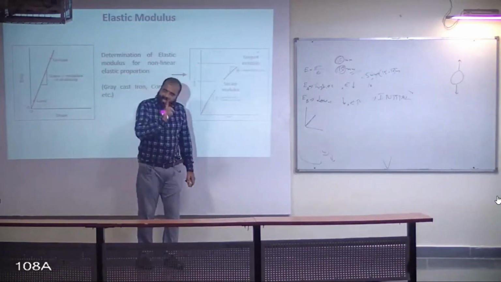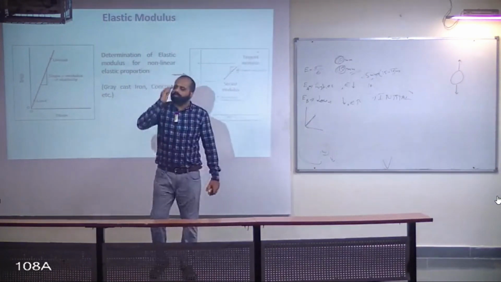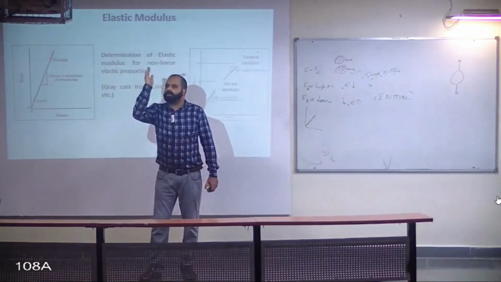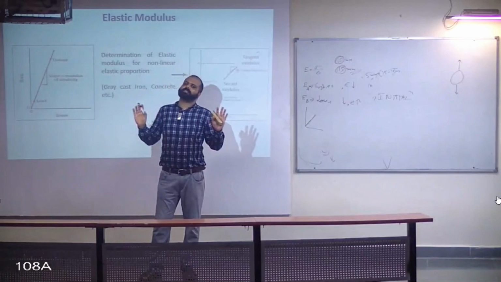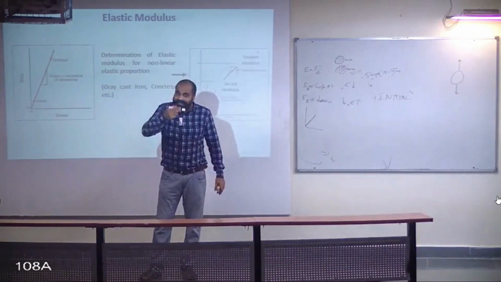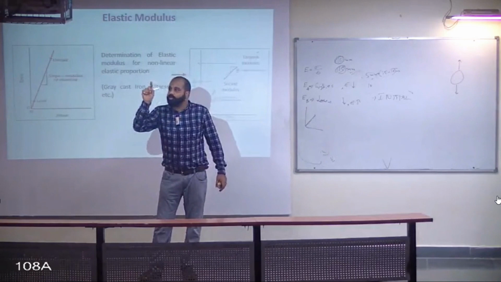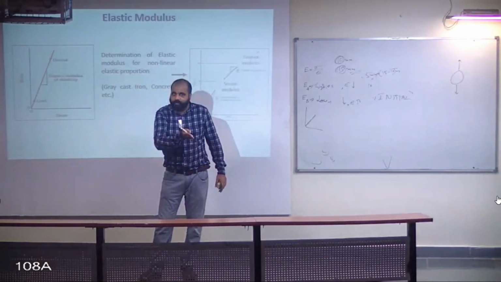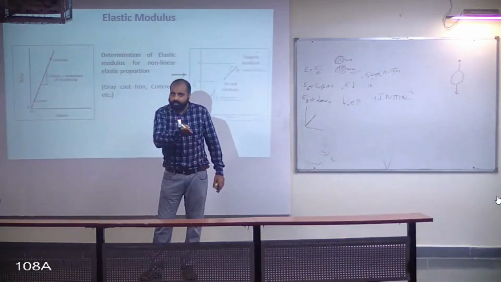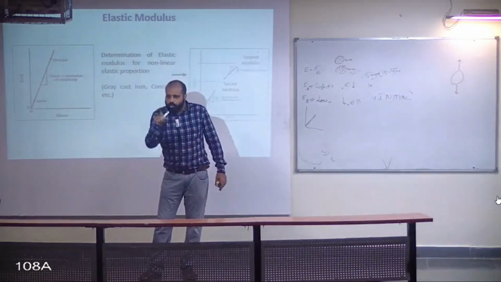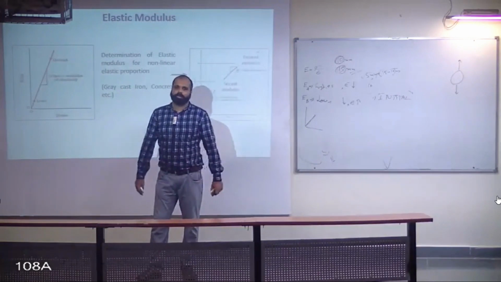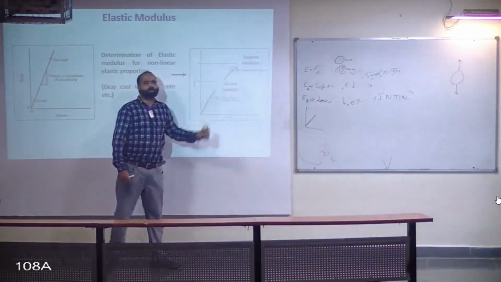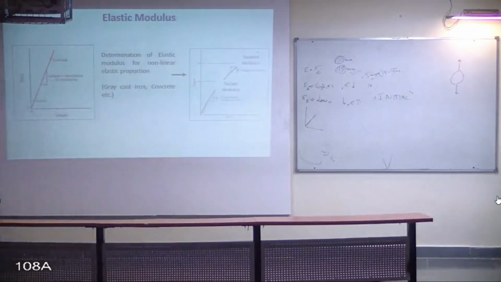So in case of tangent modulus, what we do? We choose a predetermined stress. Corresponding to that stress, whatever is the slope, that is my elastic modulus. In secant modulus, what we do? We choose a predetermined stress, and then we join that with the initial point. Join that with the 0 point. And us line ka jo slope hoga, that is your secant modulus, or that will be your elastic modulus. So this is all about tangent modulus and secant modulus.